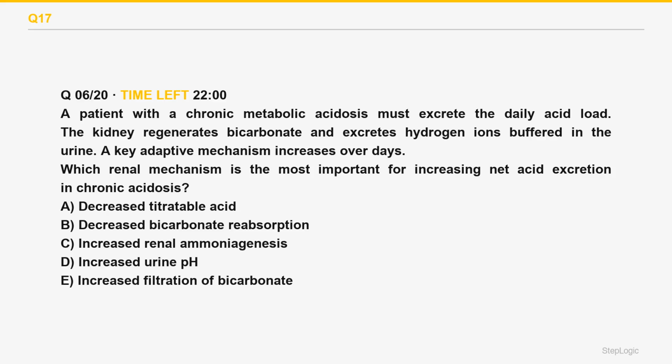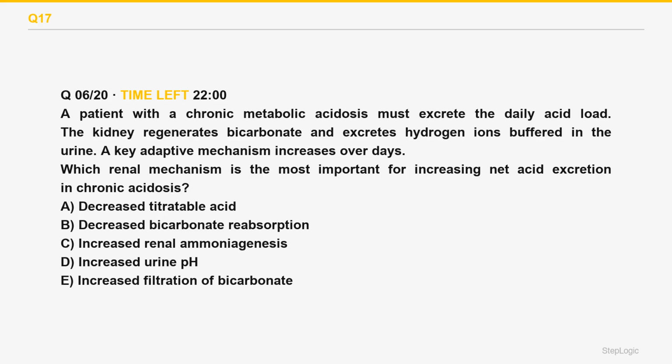Which renal mechanism is the most important for increasing net acid excretion in chronic acidosis? A patient with a chronic metabolic acidosis must excrete the daily acid load. The kidney regenerates bicarbonate and excretes hydrogen ions buffered in the urine. A key adaptive mechanism increases over days. Read the command: most important mechanism for net acid excretion in chronic acidosis.